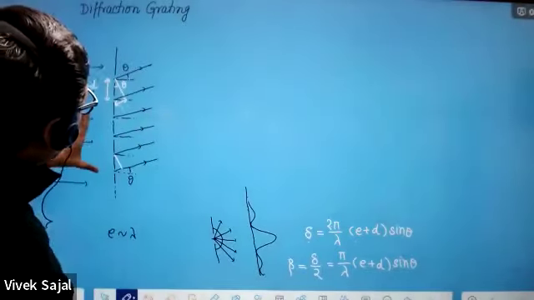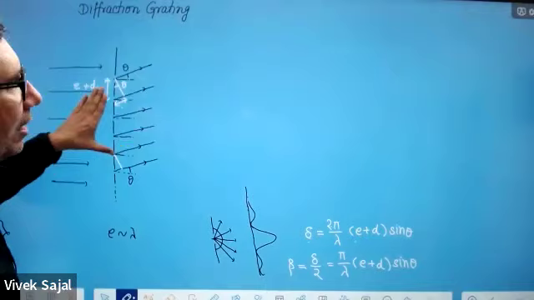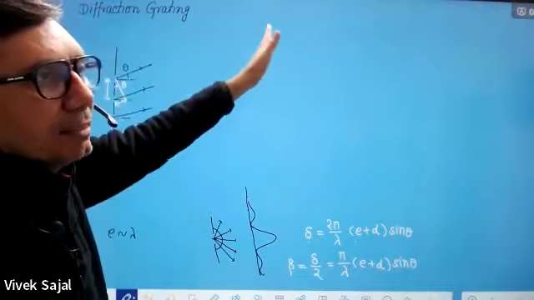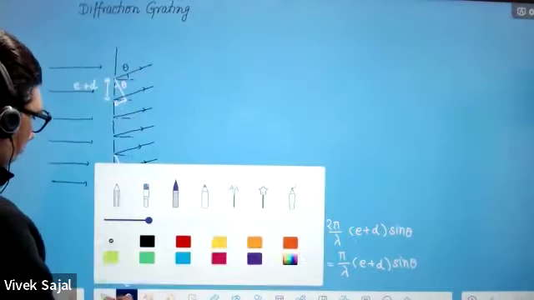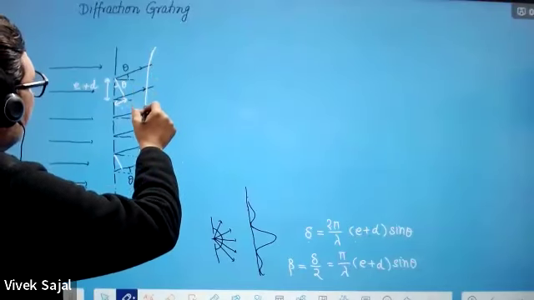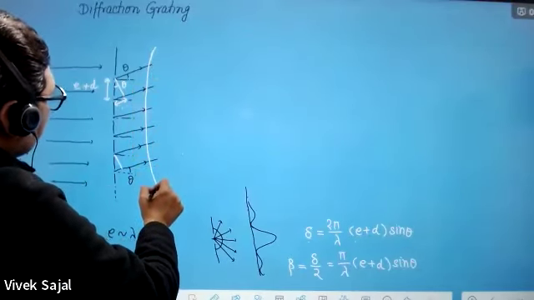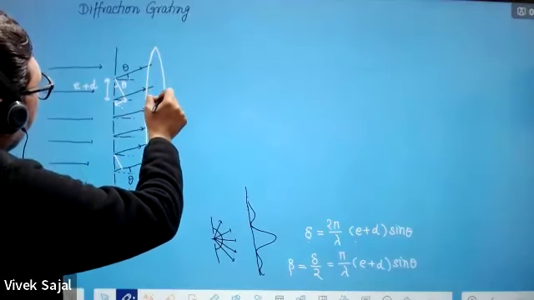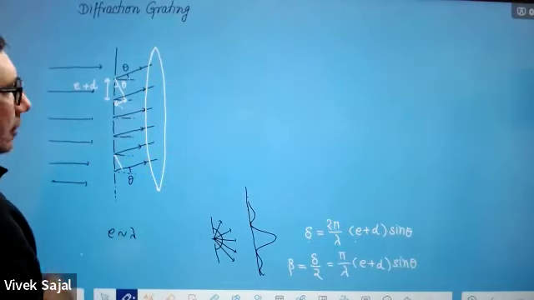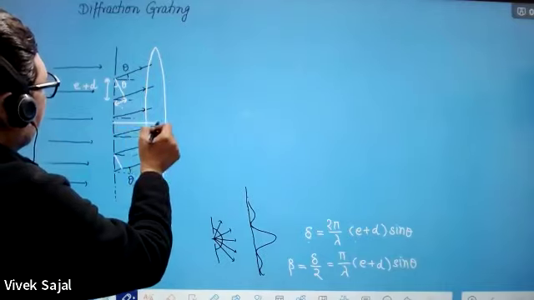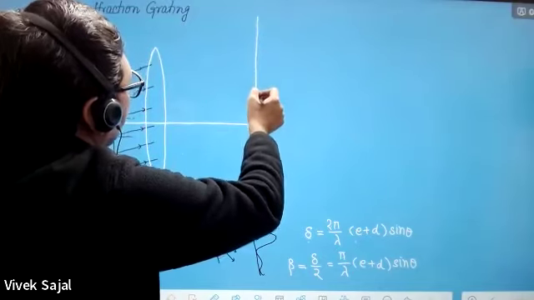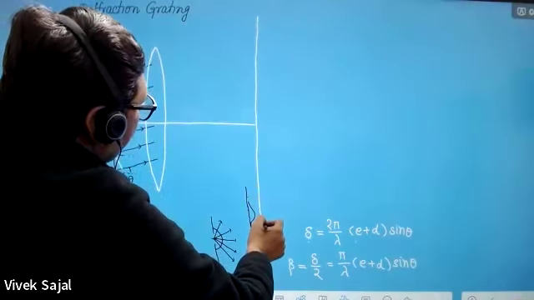Now what you do? These n number of waves are traveling parallel to each other. These parts of the waves are going to interfere at infinity. But I want to observe this pattern on the screen, not at infinity. So what you do here, you place a convex lens like this. And here we place the screen. So here is the screen.